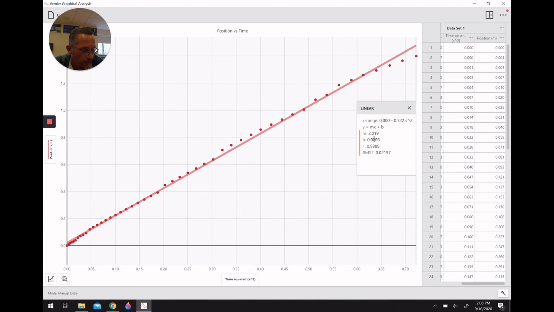And then, of course, what's going to be the significance of this line? It should be the acceleration of the car. So the car should have accelerated at 2.02 meters per second squared.